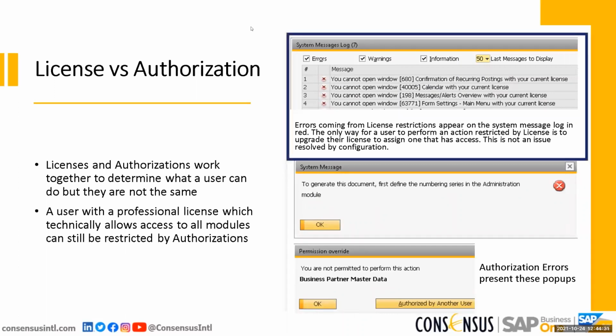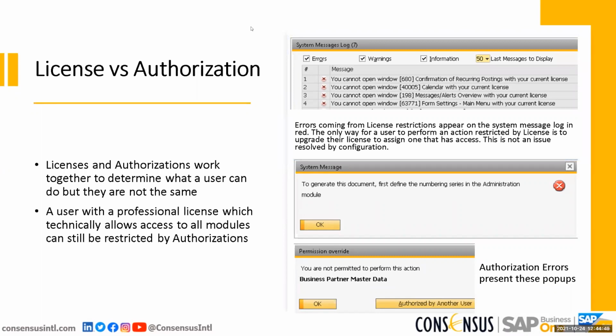The screenshot on the top right shows you what a license error looks like. So if you've got the wrong license to try to open a particular window or perform a particular function, you'll get a red error on the system message log at the bottom of your screen. And you can review these errors by opening the system message log by clicking on Tools, System Message Log. These errors can only be resolved by changing the license that the user uses.